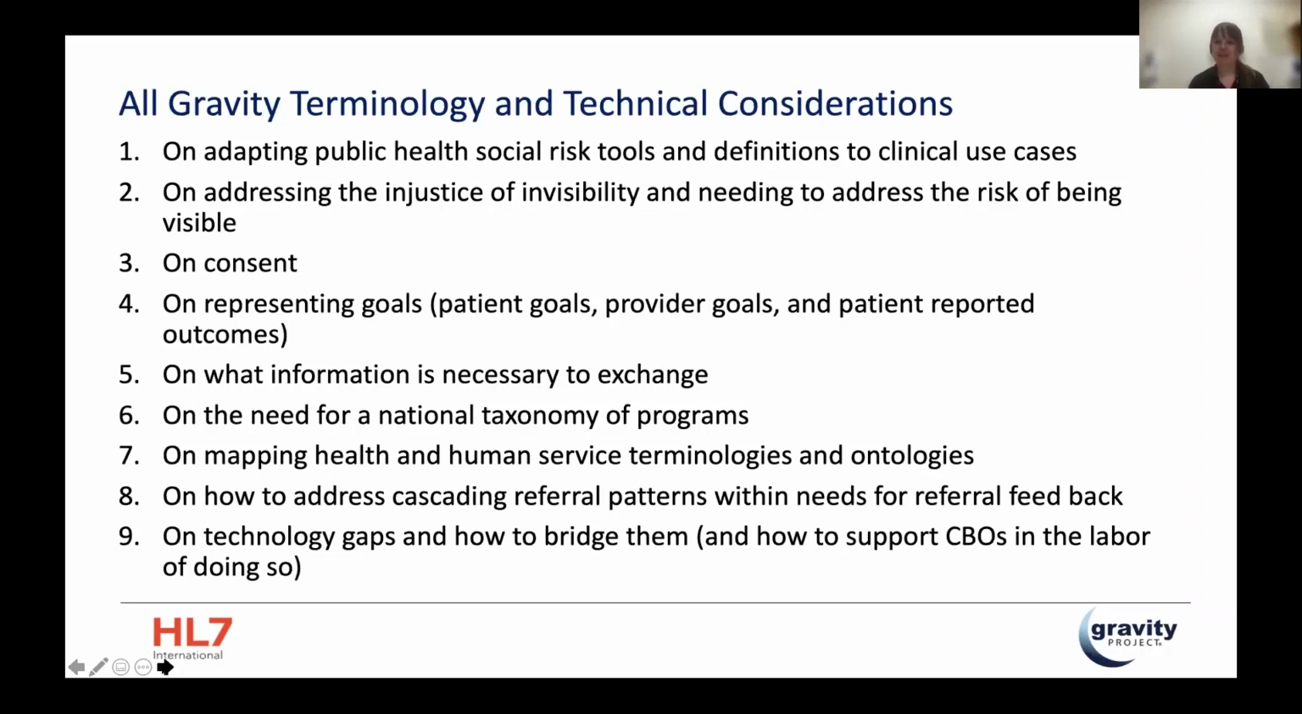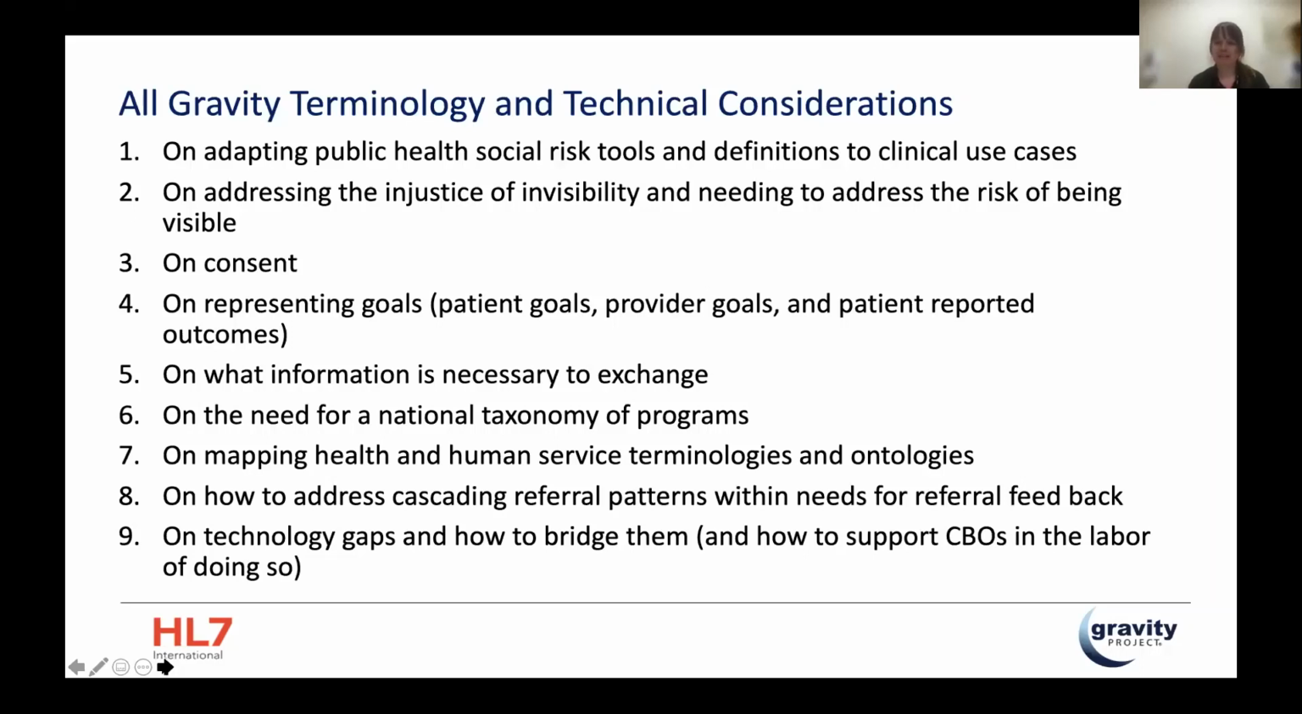As I mentioned already, we consider what happens when you address the injustice of invisibility and need to anticipate and address the risk of becoming visible. So this regards how we prevent, reduce, and remediate harm. Again, on consent, we have very vocal and engaged patient advocates throughout our organization that make sure that we're going to get this right.